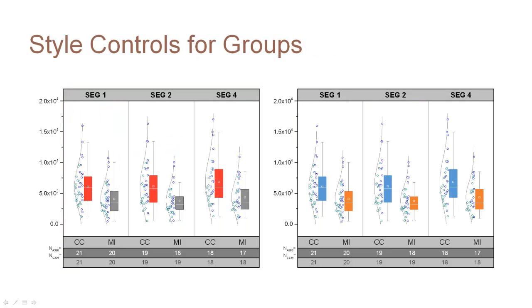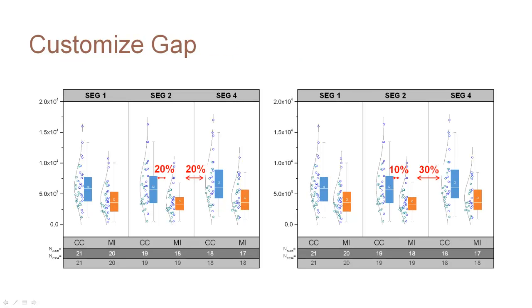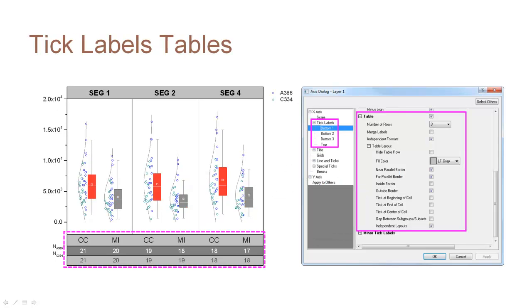You can control the styles in group plots, and you can customize the gap between or within the groups. You can place tick labels tables below and above the chart to display labels for group identification.